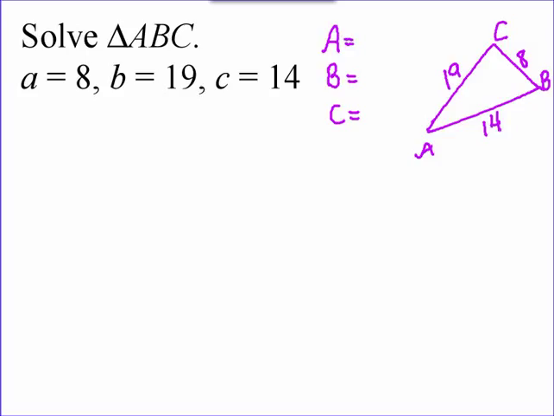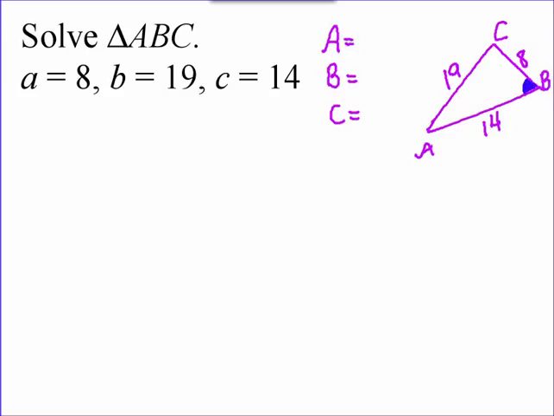So what you always want to do with the law of cosines is find the largest angle first. When you've got a side-side-side case, you always want to find the largest angle first. If you find the smallest, you're possibly going to run into trouble. So the largest angle would be opposite what side? B. So B, opposite 19, right? This is the angle I'm going to find.